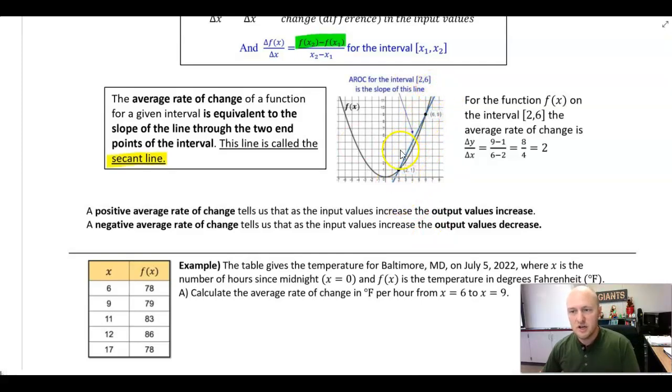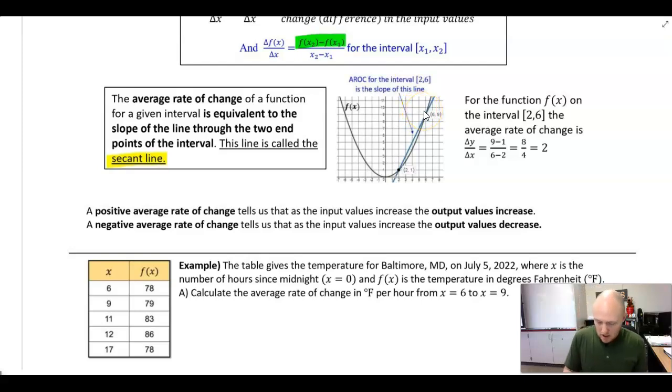And here's a visual of this function, which is a quadratic function, f of x. And I have a point (2, 1) and (6, 9). So if I calculated the average rate of change, we rise 8 from 1 to 9, right? 9 minus 1, 8. And we run 4 from 2 to 6. So 6 minus 2 gives us an average rate of change of 2. That's the slope of that line that connects them.